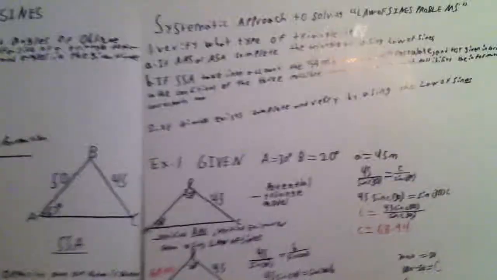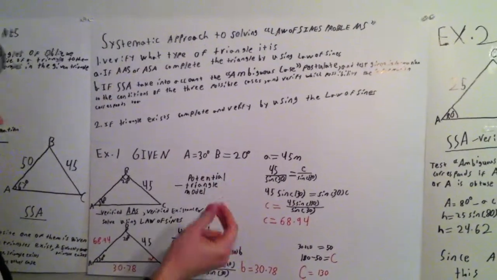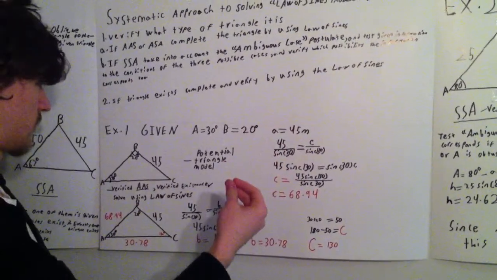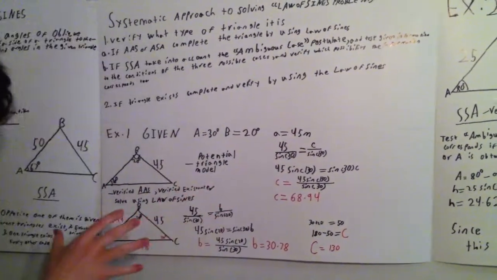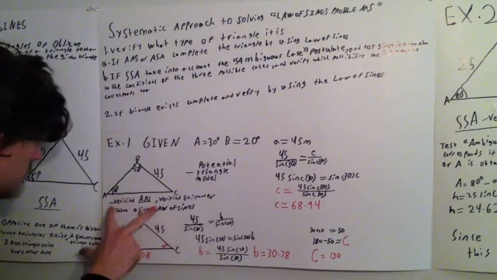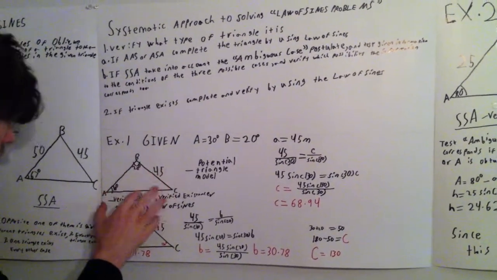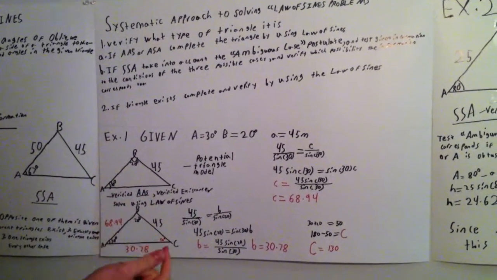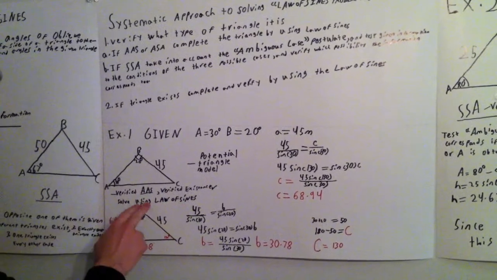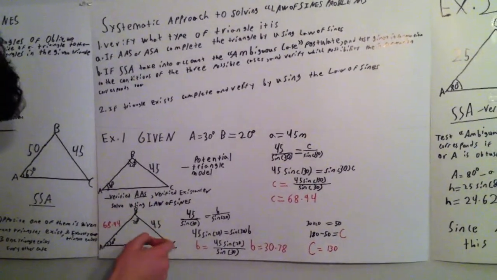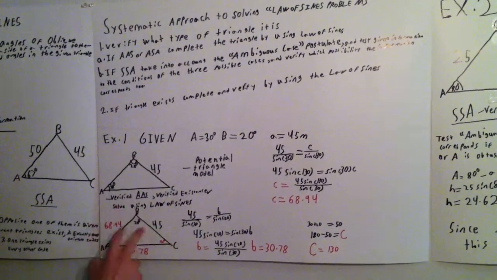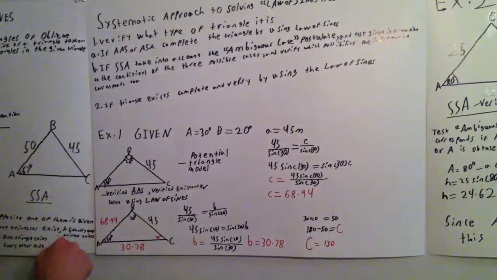Now let's look at a few examples. Example 1: given that angle A is 30 degrees, angle B is 20 degrees, and side a is 45, solve the triangle. We're given two angles and a side that corresponds with one of the given angles, so we can verify this as an angle-angle-side, and we can solve the triangle by using the law of sines.